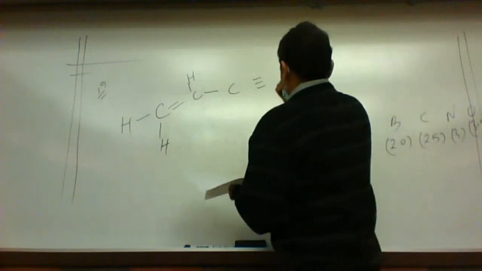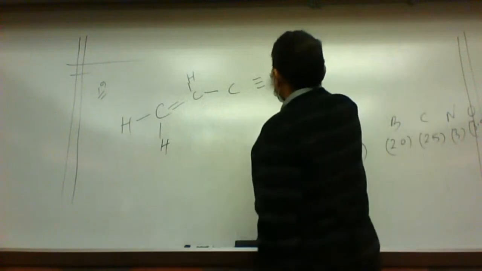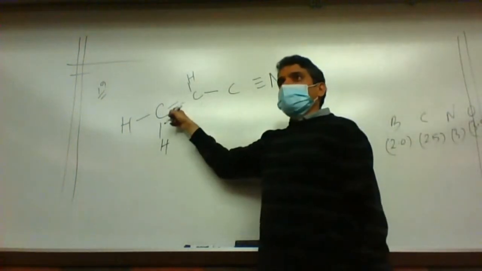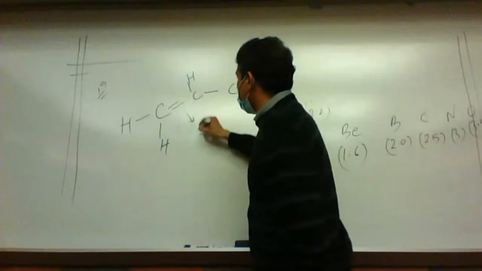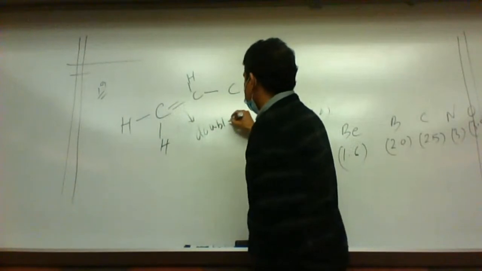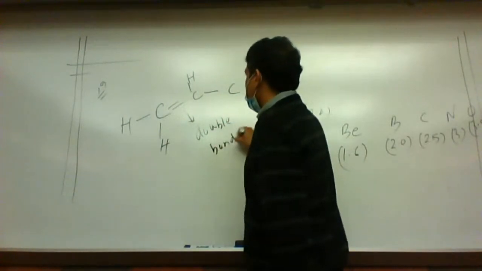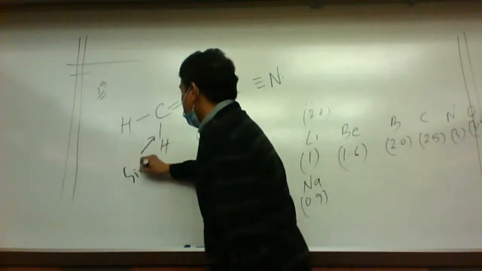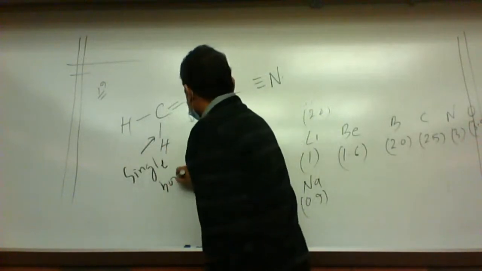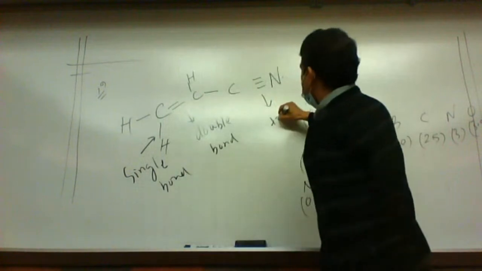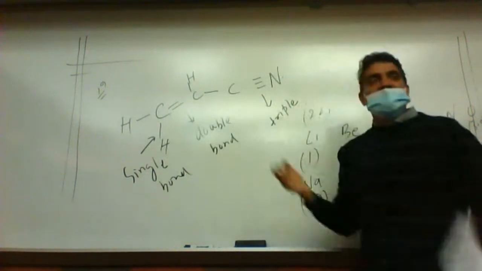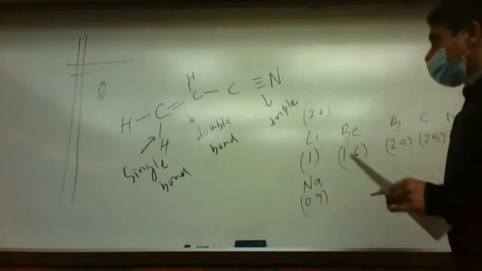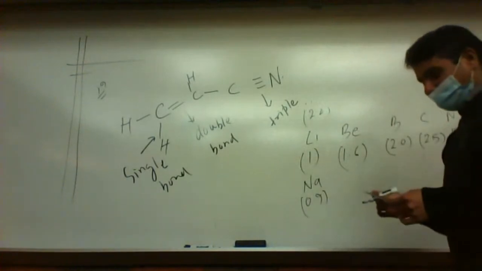I think this is not O. This is N here. Yeah, N like this. So this is called a double bond. There are 4 electrons shared between 2 atoms. So this is a double bond. This is a single bond, single bond, single bond, and this is a triple bond. There are no 4 bonds in a chemical compound, only up to 3. So single bond, double bond, and triple bond.